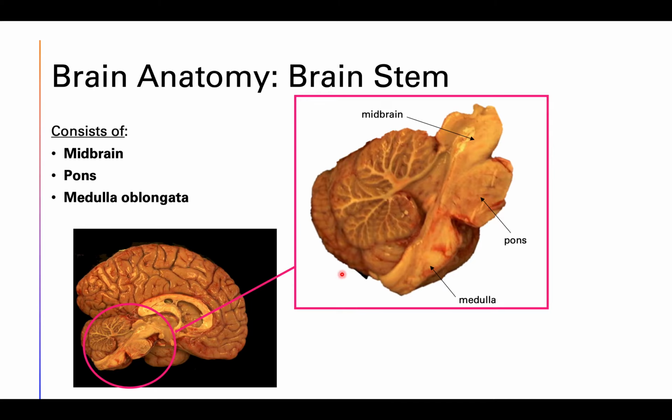Next up, I'm going to go over the brainstem, which consists of the midbrain, pons, and medulla oblongata. Going from most superior to inferior, we have the midbrain, the pons, and the medulla. And from class, we know that the medulla is essential for life as it regulates essential functions such as breathing and heart rate.